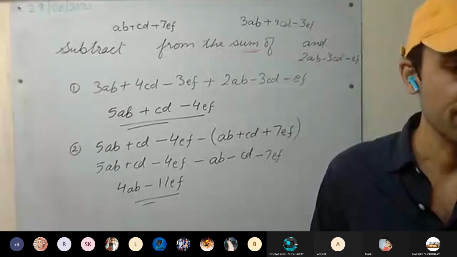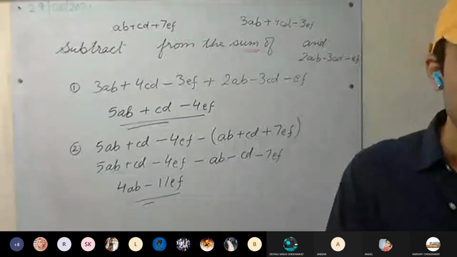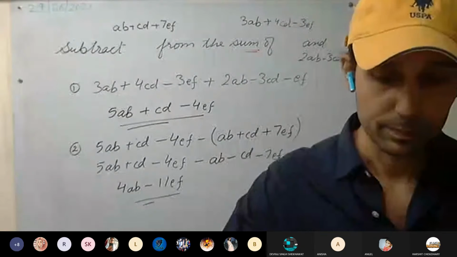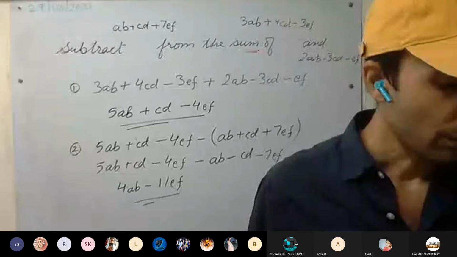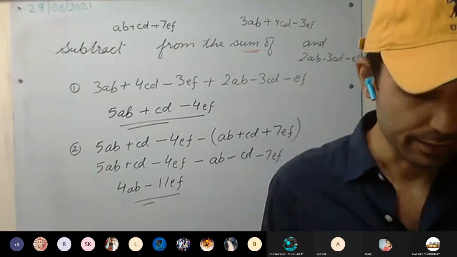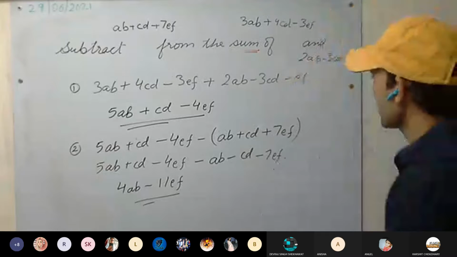From seventh, we'll do all the questions. Okay, start doing seventh. What should be subtracted from this to get this? Try to understand the question.